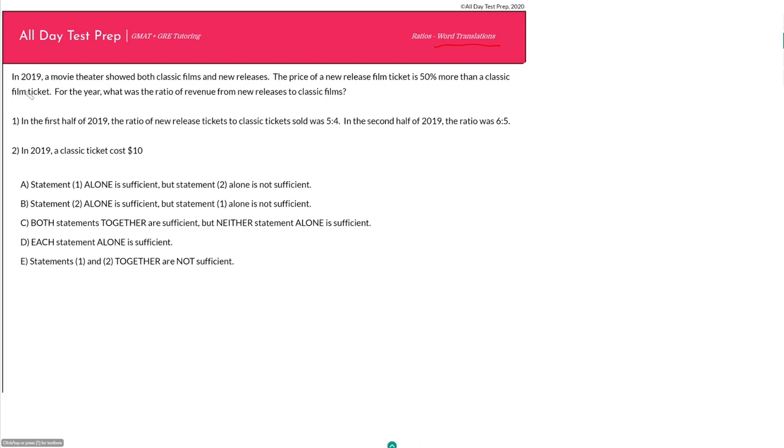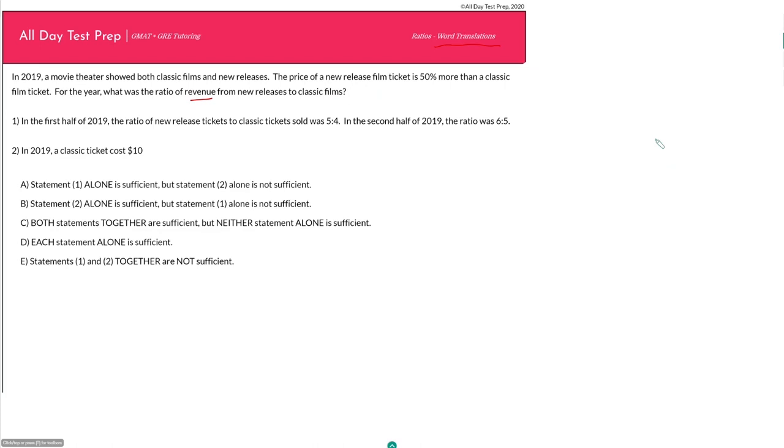of this question. It says in 2019, a movie theater showed both classic films and new releases. The price of a new release film ticket is 50% more than a classic film ticket. For the year, what was the ratio of revenue from new releases to classic films? What was the ratio of revenue from new releases to the revenue from classic films?